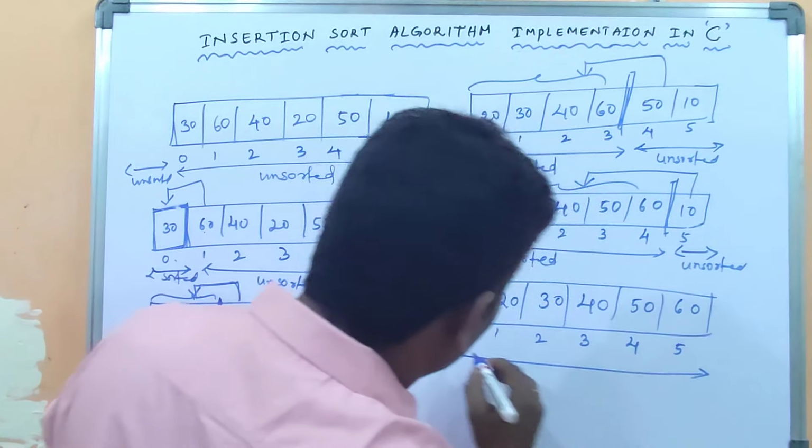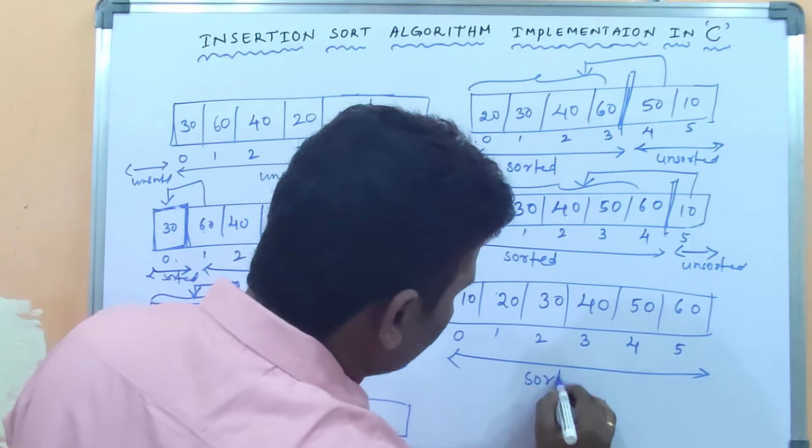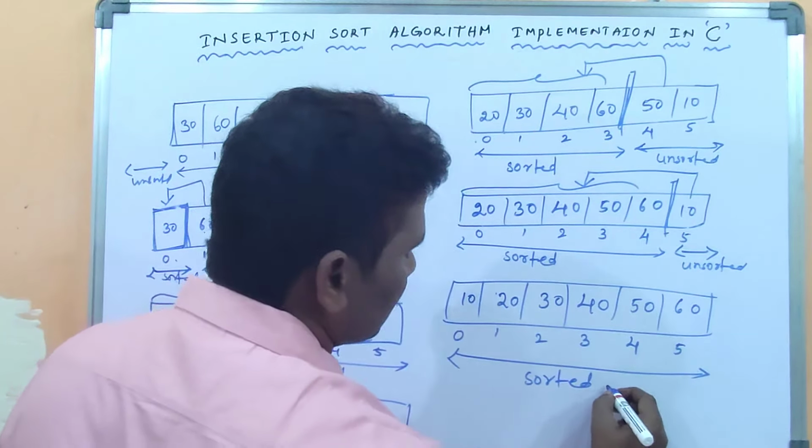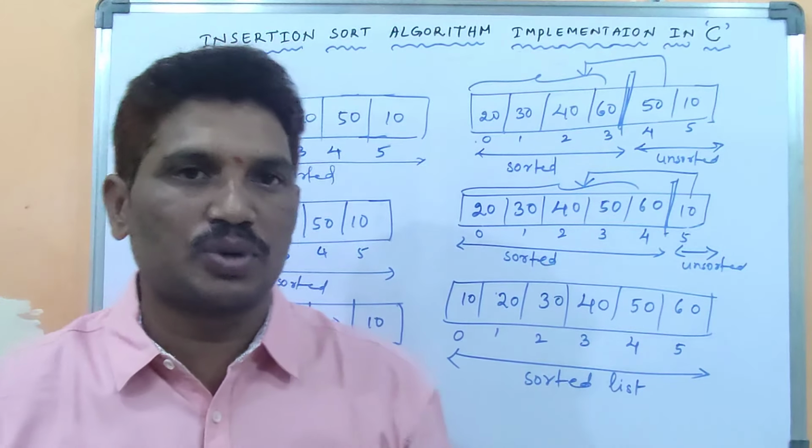Finally we got only the sorted sublist. There is no element in the unsorted list. There are no more elements in the unsorted sublist. We can stop the procedure.